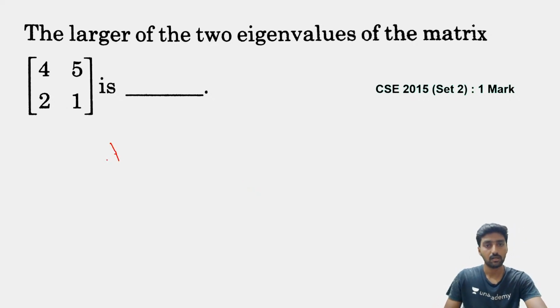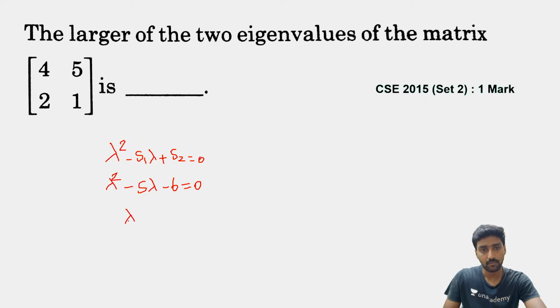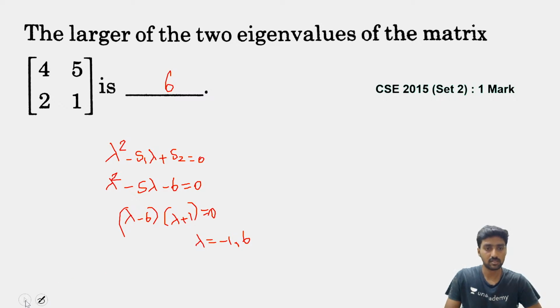The same: lambda square minus s1 lambda plus s2 is equal to 0. Now lambda square, sum of the main diagonal elements 5 lambda, and 4 minus 10, it's minus 6, is equal to 0. So lambda minus 6 into lambda plus 1 is equal to 0. Lambda is equal to minus 1, 6. In that, 6 is the larger value. 6 is the larger one in this question.